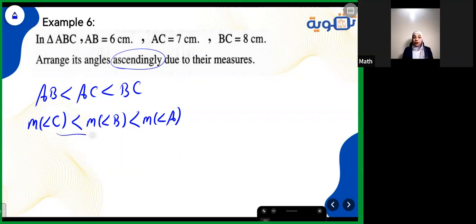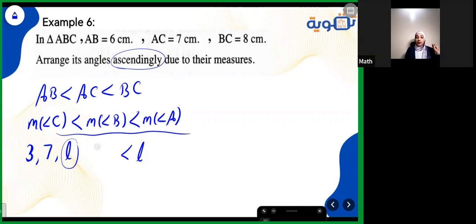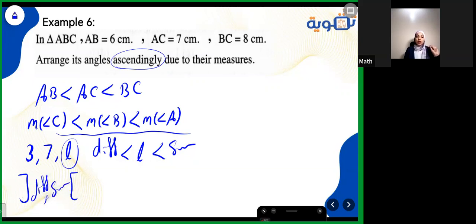I also want to talk with you about the case where you have, for example, 3, 7, and L. It's an example of how to get the third side. I just explained it, and I will remind you of it again. To get the third side, it should be between the difference of the other two sides and their sum. It's an inequality, and it will be an open interval, between the difference and the sum. It can't equal the difference, it can't equal the sum. So I'm not making it a closed interval. It should be open like this.